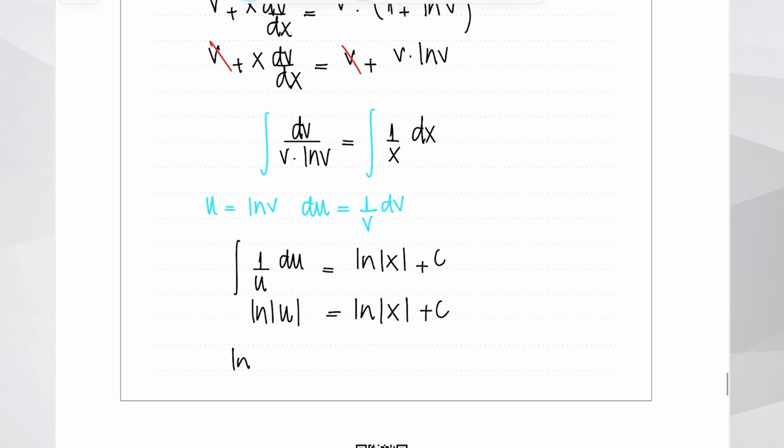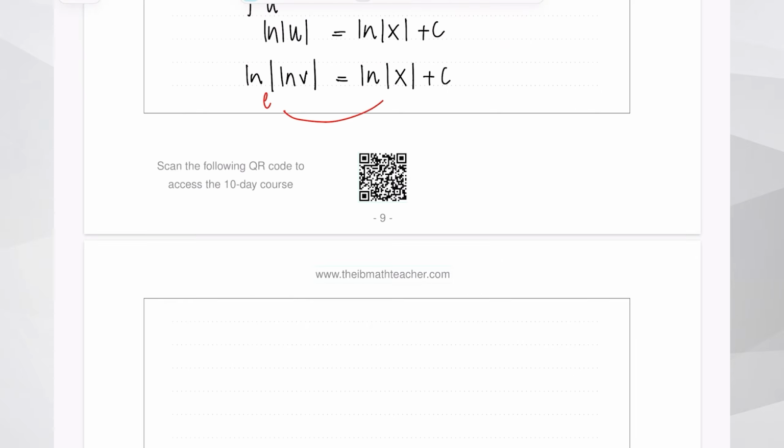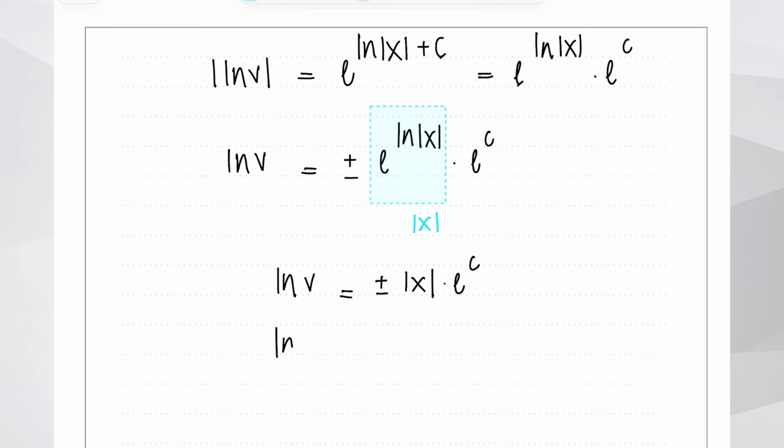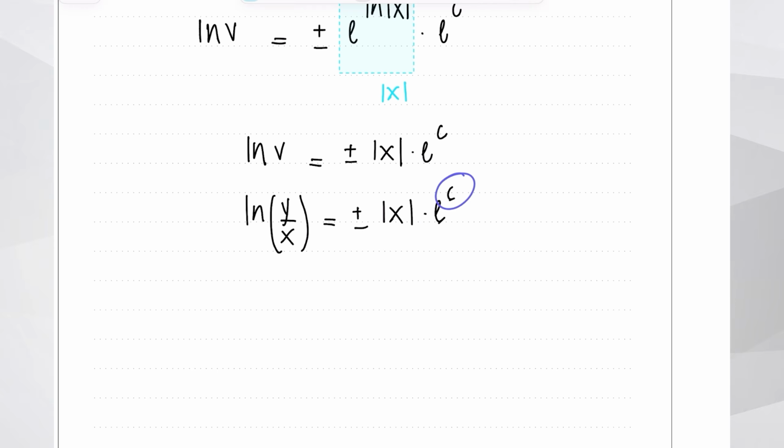By replacing back the u, we have ln of v equal to ln of x plus c, which means that e to the power of ln of x plus c is equal to ln of v, which can be rewritten as e to the ln of x times e to the c. So we have ln of v equal to positive and negative e to the ln of the absolute value of x times e to the c. This equal to the absolute value of x. And we can place back the y over x that we had before our substitution. So we can find this constant here.